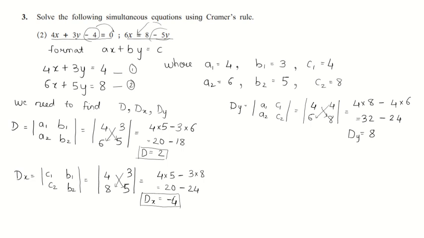So, this is the important step here by Cramer's rule, where we will get the values of x and y. So, how to get x? x is equal to dx upon d. dx is minus 4, d is 2. 2 ones are 2, 2 twos are 4. So that is minus 2. x is minus 2.